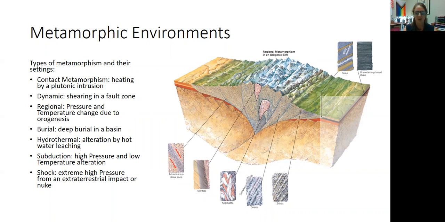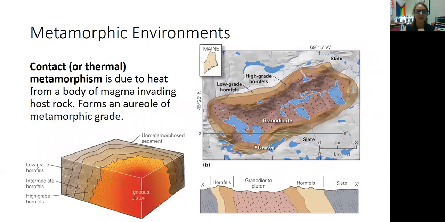Those are the ones we're really going to talk about, but metamorphism could also happen due to deep burial, hydrothermal activity, meaning there's hot water circulating through the lithosphere. It could happen because of subduction or even because of shock, right? So a meteorite impact or a lightning strike can produce metamorphic rocks. But we're going to focus on just a few of these.